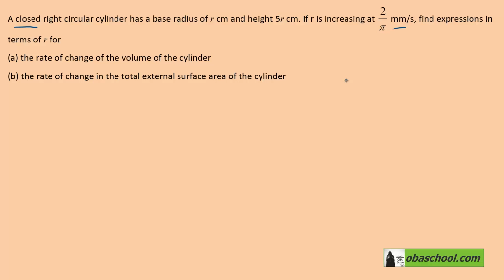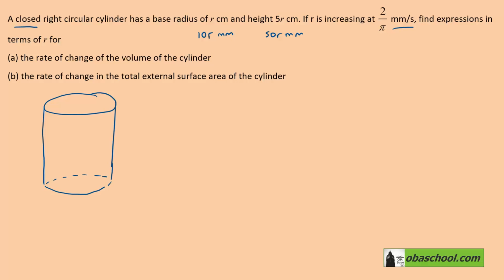Now, since this is in millimeters, I'm going to do these in millimeters as well. So r centimeters would be 10r millimeters, and 5r will be 50r in millimeters. So let's draw a quick diagram of our cylinder, and it doesn't have to be fantastically neat, as you can see. And so this is 10r and this is 50r.